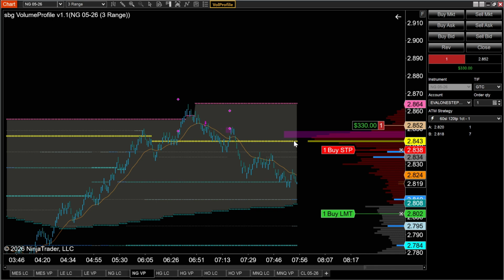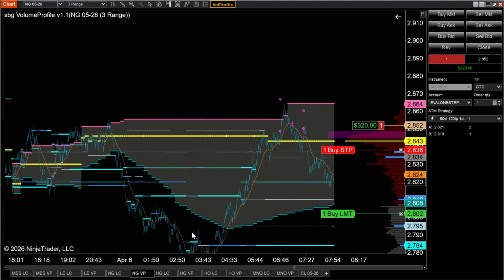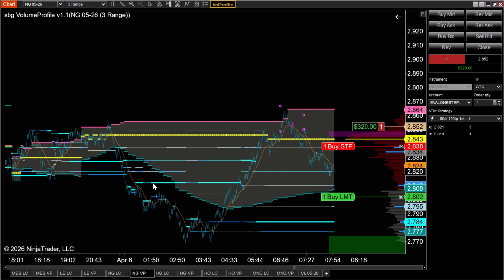Yellow line is the point of control for the value area. This is the most popular price for the natural gas market. We should see resistance, or support, I should say, at the value area low. This was resistance at the value area high. The market was going into discovery mode down here as it pushed below the value area. I wasn't awake for this move. That would have been a great time to get in.